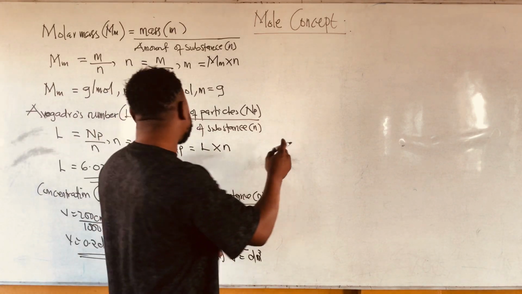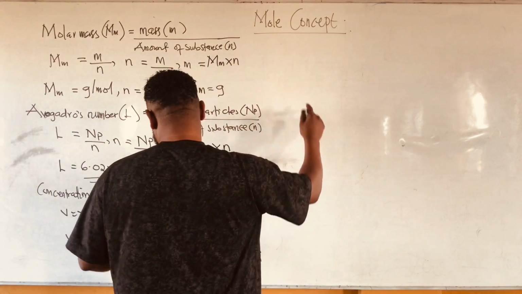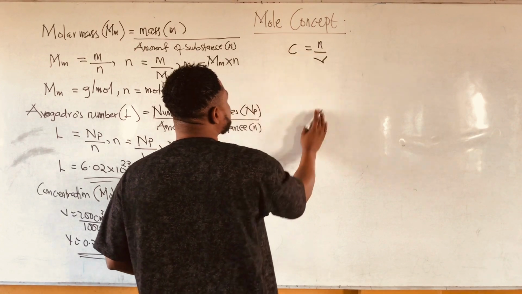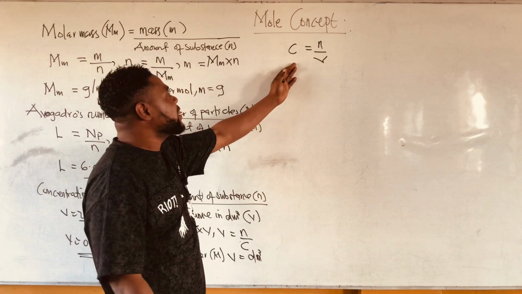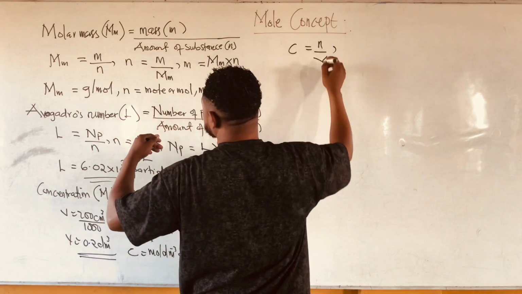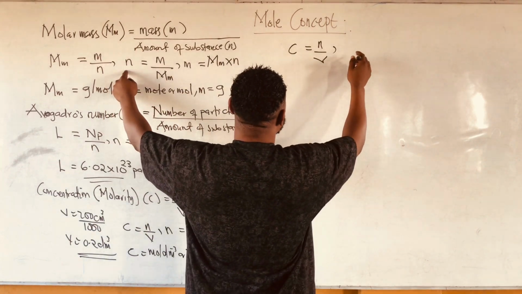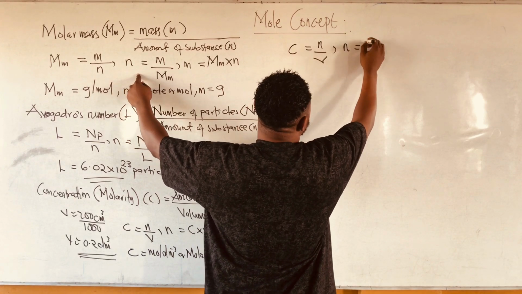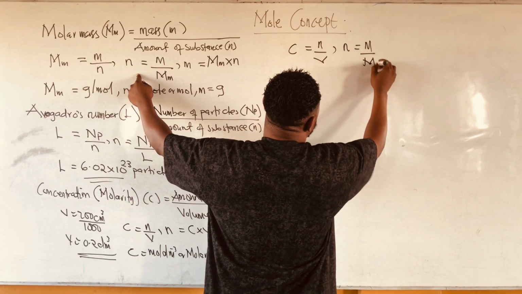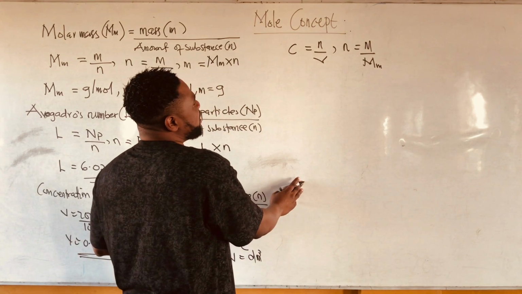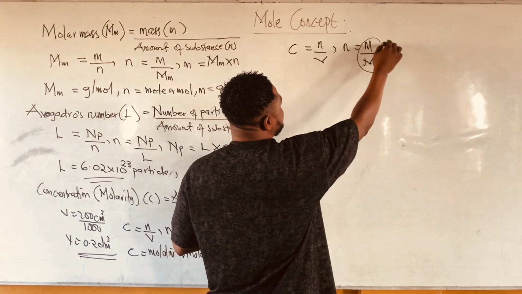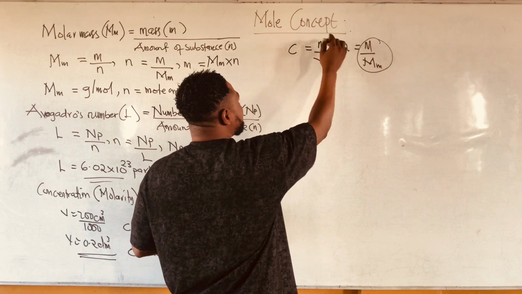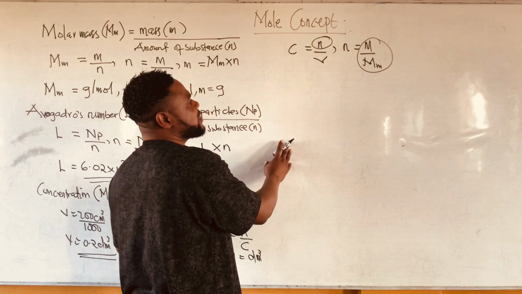All right, let us proceed with our formulas. From concentration, which is equal to mole over volume, and from molar mass, we also studied that mole should be equal to mass over molar mass. Now we can fix these values here, or this alphabet here, into this, as you can see here.